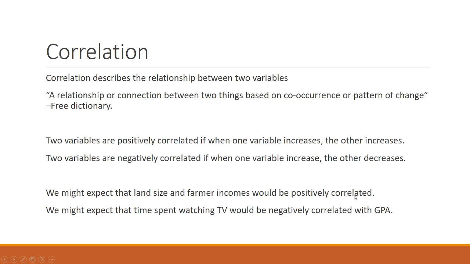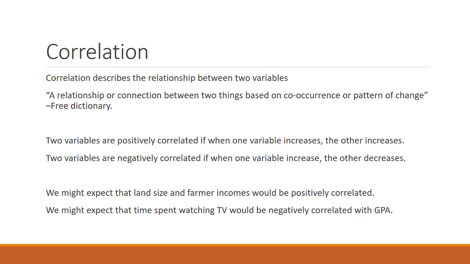But a direct way of measuring that relationship is to look at the correlation between two variables. So just a quick definition. The correlation is a relationship or a connection between two things based on co-occurrence or a pattern of change. Two variables are positively correlated if when one variable increases, the other increases. Two variables are negatively correlated if when one variable increases, the other decreases.